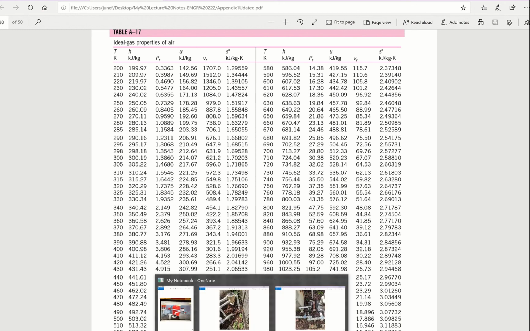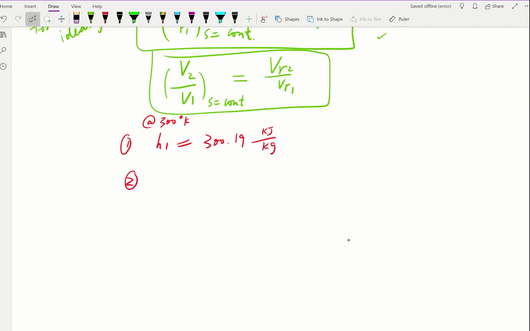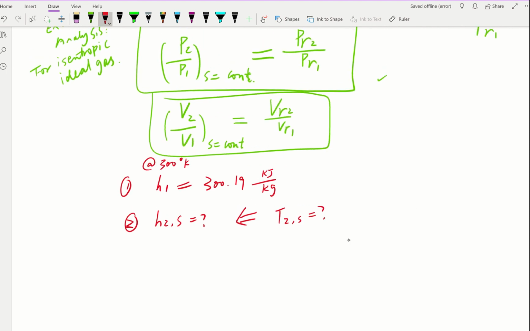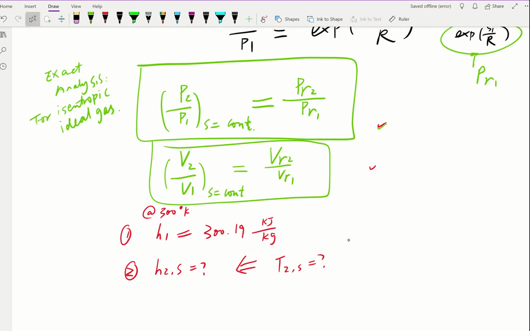We need to go ahead and find H2S. We know H1 because we know the temperature is 300 Kelvin. In order to find the isentropic H2 exact, before that, we need to really go ahead and find out the temperature T2S, right? How do we do that? We're going to use this right here. So which of those two should we use? Yeah, we're going to use the top one.